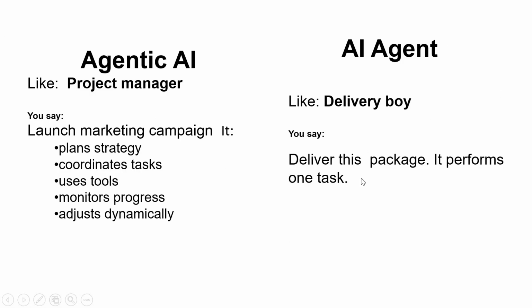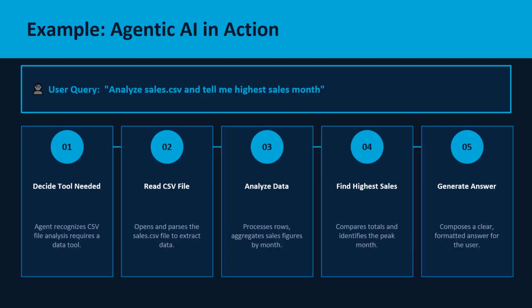And an AI agent is like a simple delivery of this package, it performs one task. So that is a best real-time example, and from it you can get a clear picture of the difference between agentic AI and AI agent. Next we are going to see agentic AI in action.